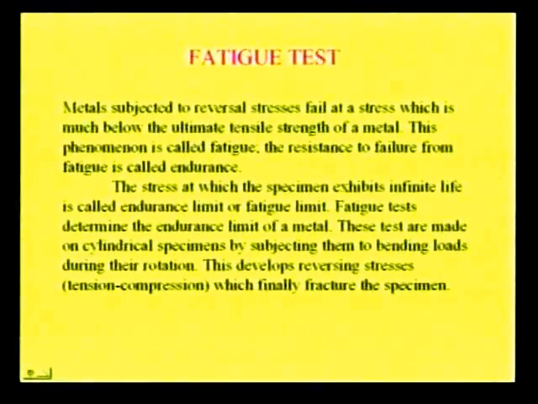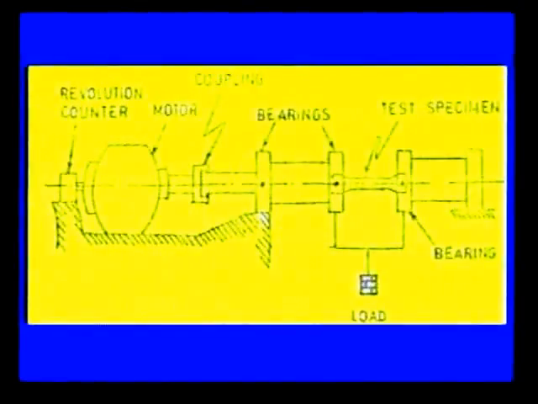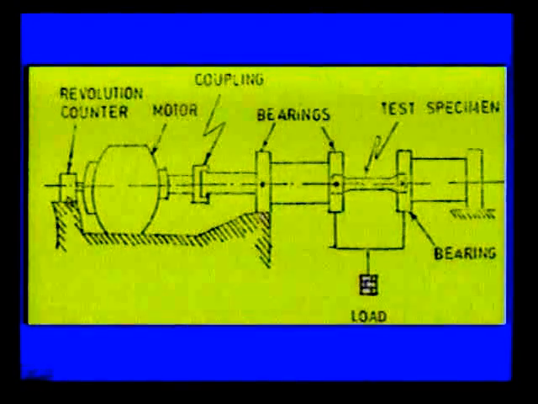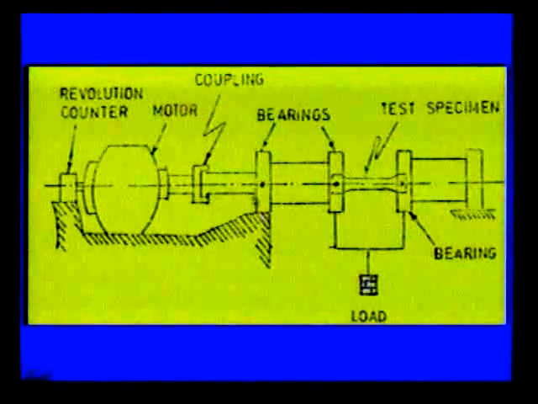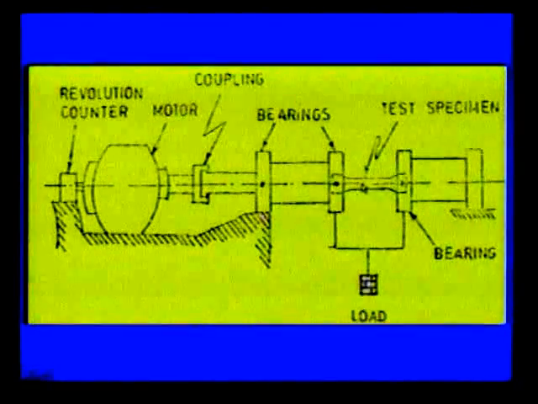The resistance to failure from fatigue is called endurance. The stress at which the specimen exhibits infinite life is called the endurance limit or fatigue limit. Generally the fatigue tests are used to determine the endurance limit of the metal. In this case the test specimen used is a cylindrical one, subjected to bending loads during rotation. The experimental setup is as shown in the figure, where this one is a revolution counter, motor, coupling, bearings, and this one is the test specimen.